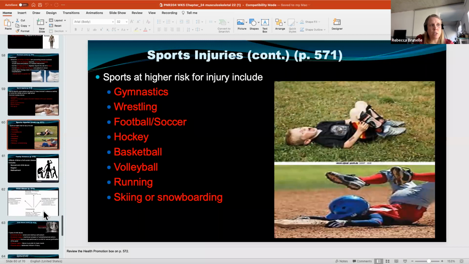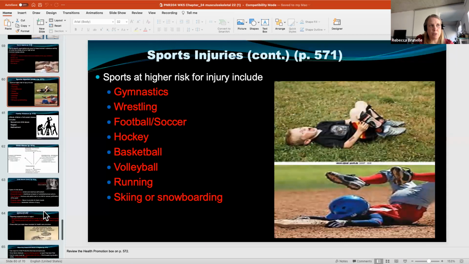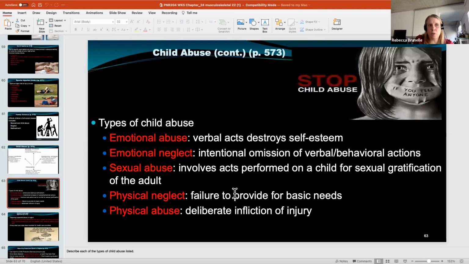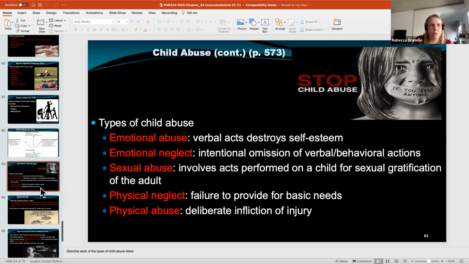So unfortunately, when we're talking about musculoskeletal, we have to be aware of domestic violence and child abuse. Violence can cause damage to your musculoskeletal system. Always remember there's both abuse and neglect: physical harm versus omission of care or not providing appropriate care. And there's emotional, sexual, and physical, and there's abuse and neglect for all of those subcategories.